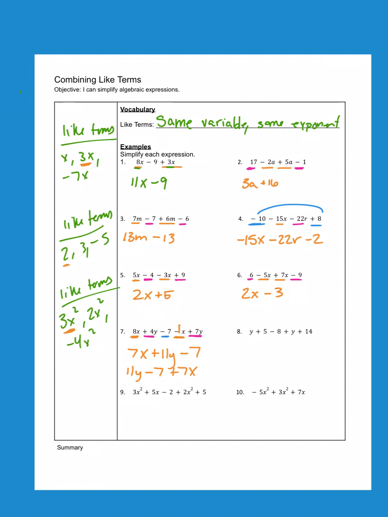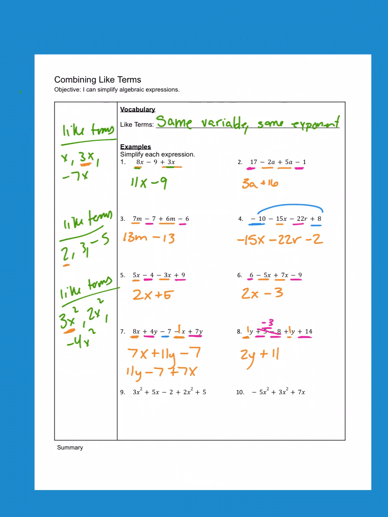Number 8. Again, we've got some numbers with no coefficients, so it's really 1y here and 1y here. And those are like terms. So the 1y and the 1y makes 2y. And then we have positive 5, negative 8, and a positive 14. We've got to put all three of those together. So let's just do 2 at a time. Positive 5 and negative 8, that is negative 3. Now I'm going to put that negative 3 together with this positive 14, and that's going to be positive 11.